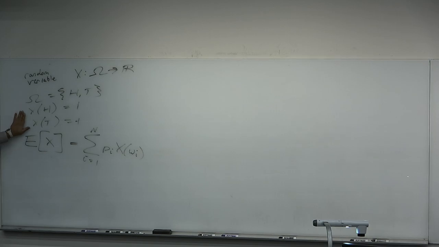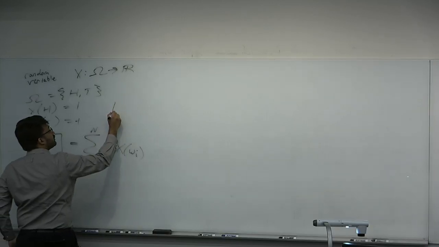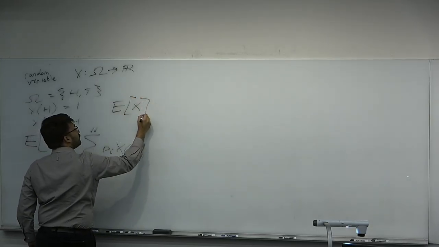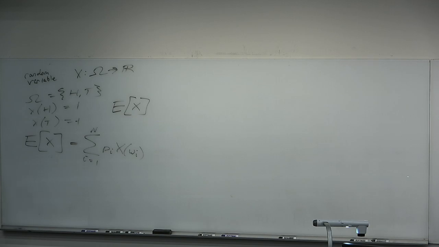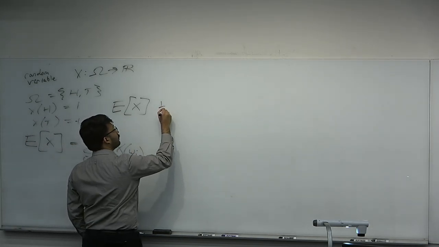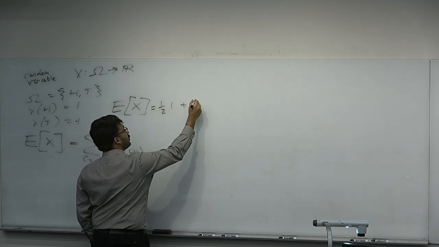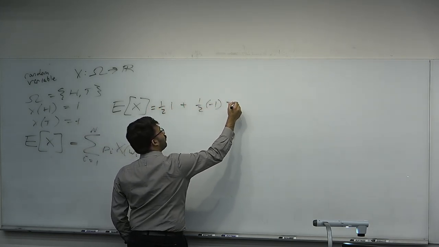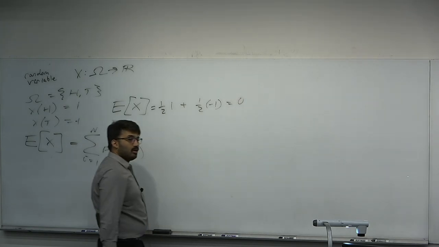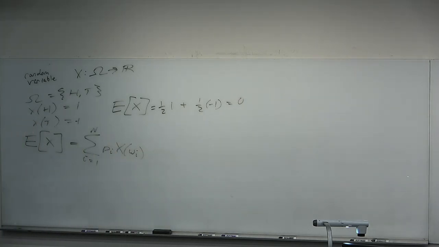If we're playing this game where you flip a coin and I give you $1 if it's heads, and you give me $1 if it's tails, what is the expectation of this specific game? And x here is the expectation, the expected amount that you will earn playing this game. We're going to have 1/2 times 1 plus 1/2 times -1, which is 1/2 minus 1/2, which is 0. So in fact, if you play this game, the expectation that you'll earn is 0.